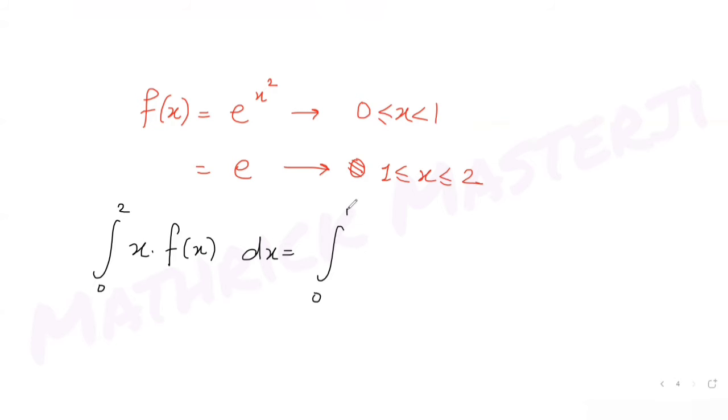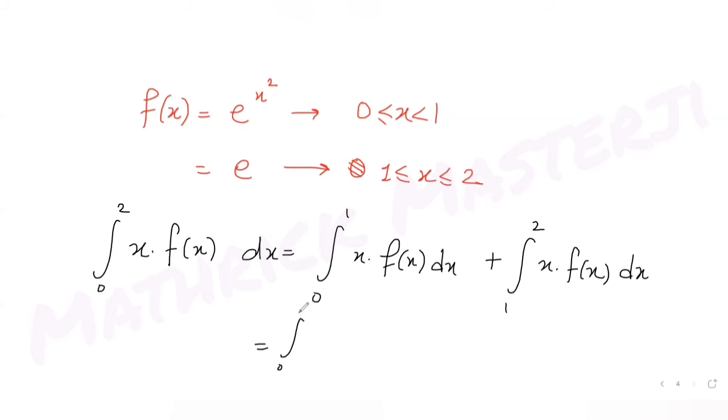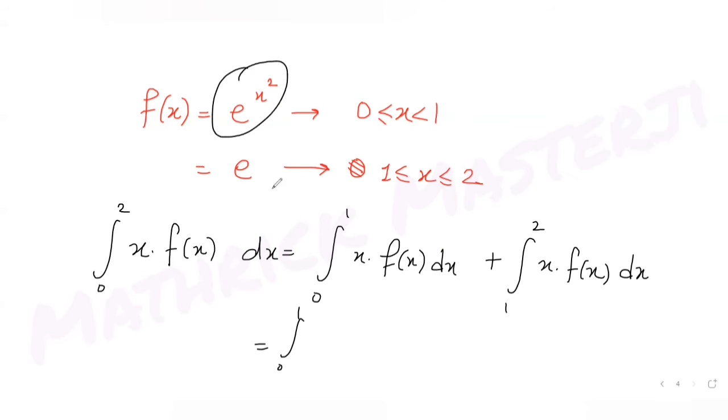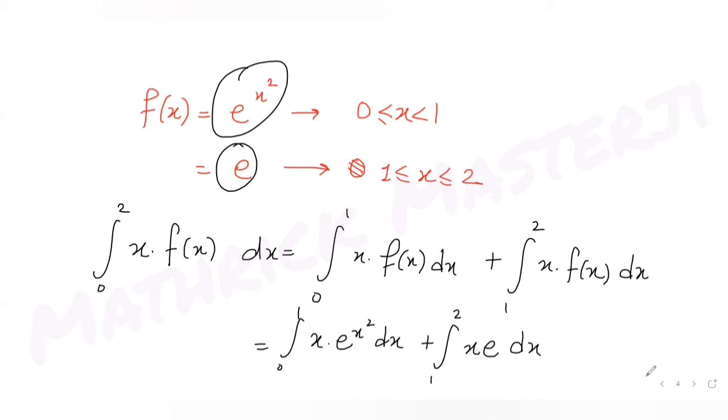So from 0 to 1, I have a function, and also from 1 to 2, I have a function. So here I get this as from 0 to 1, x into f of x. So f of x in this case, we know it is e raised to x square. So x into e raised to x square dx plus 1 to 2, x times f of x, which is e, dx. So we have this entire thing. Let's try to solve this further. So the first part of the integral is 0 to 1 x e raised to x square dx, and the other one is 1 to 2 x into e dx.